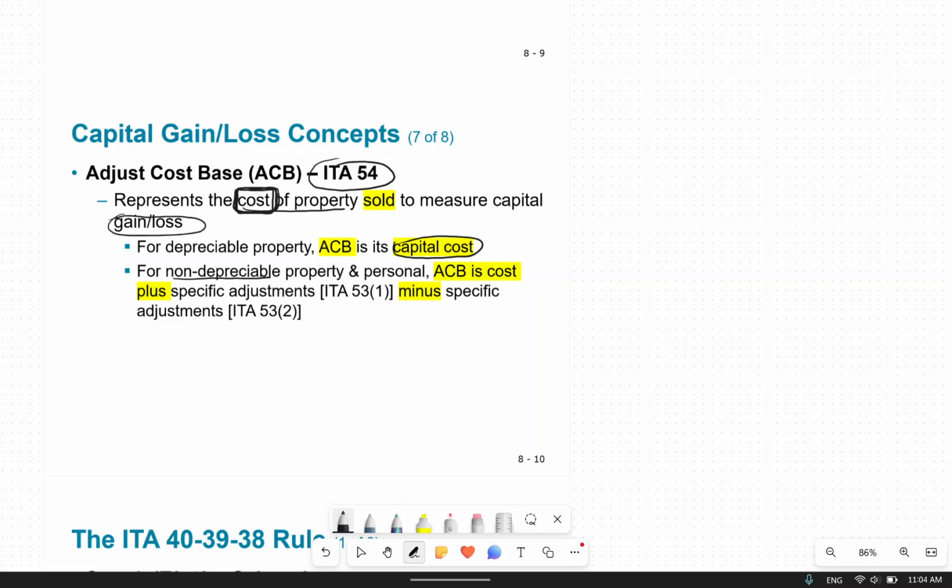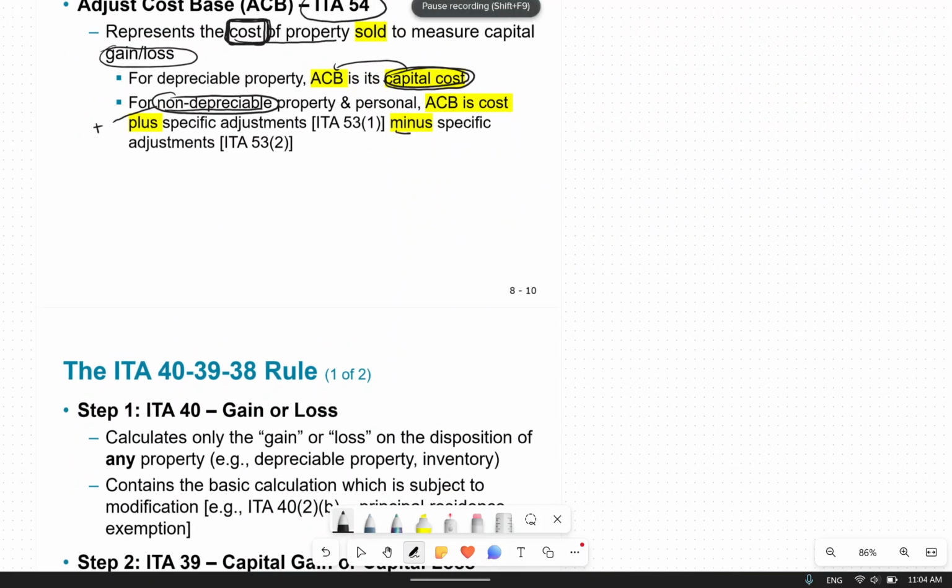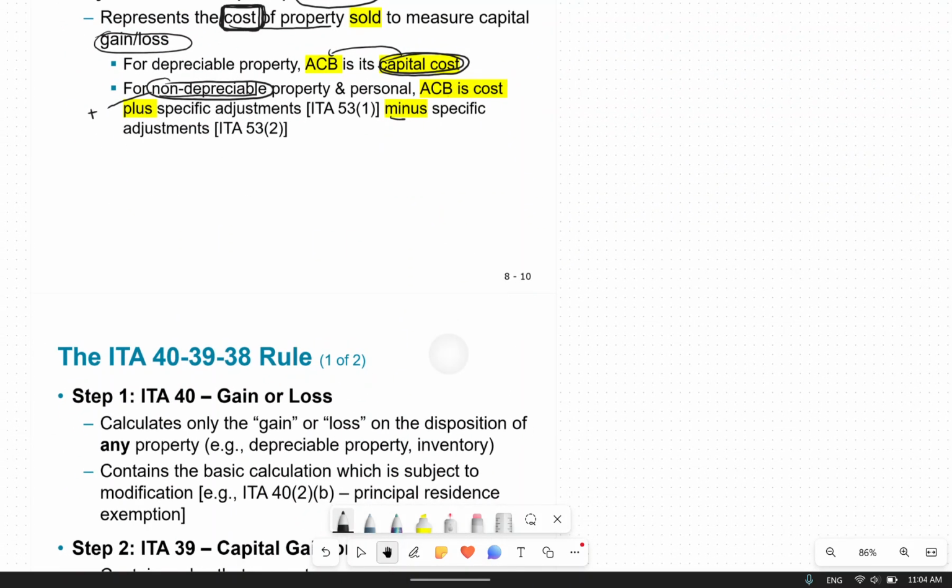Now for depreciable property, ACB is the capital cost. For non-depreciable property, ACB is cost plus any adjustments or minus any adjustments. If you add something and subtract something for the non-depreciable property, that will be your ACB. For depreciable property, your capital cost will be your ACB. So we think of ACB from the income tax purposes, and capital cost or cost from the accounting purposes.